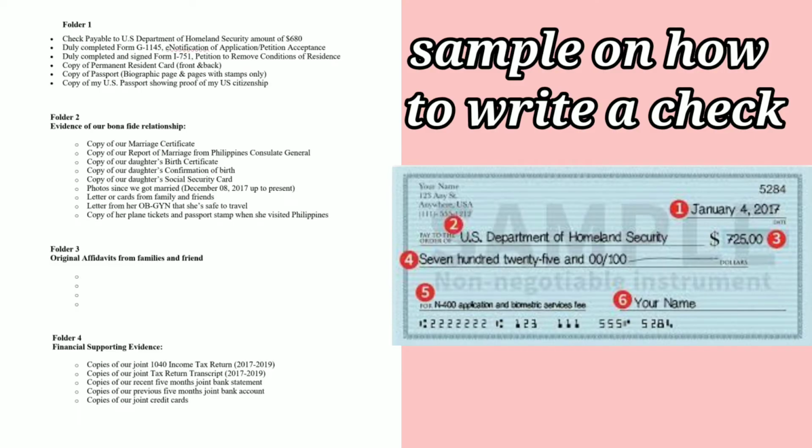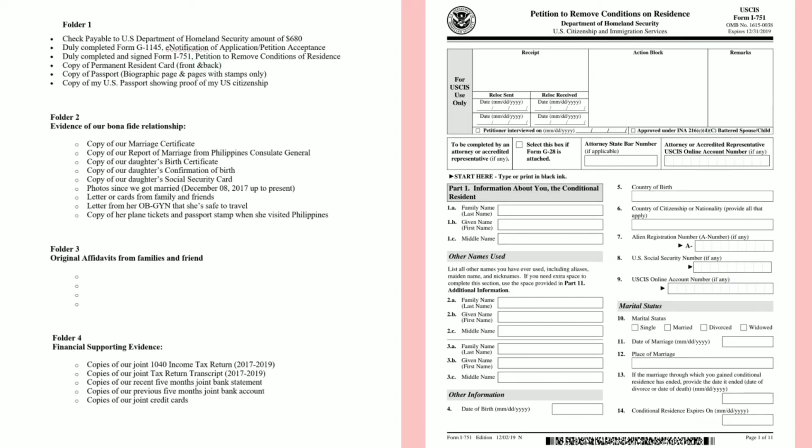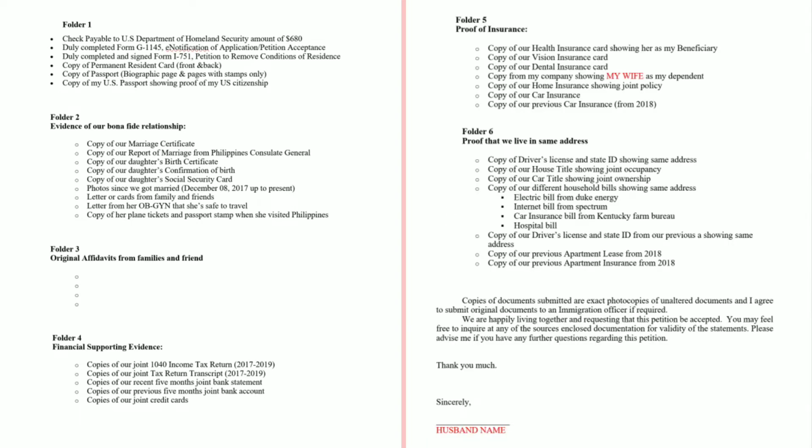In my folder 1 is a check payable to U.S. Department of Homeland Security amounting $680. $595 is for filing fee and $85 is for the biometric service fee. Next is a duly completed Form G-1145, e-notification of application petition acceptance. Next is duly completed and signed form I-751, petition to remove conditions of residence.